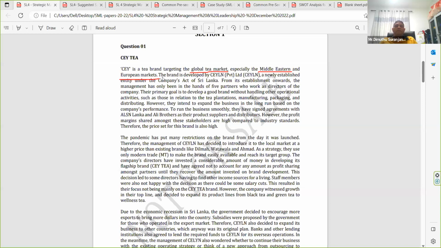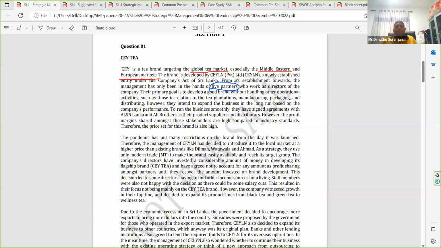From its establishment onwards, the management has only been in the hands of 5 partners. Now see it, this gives some more idea about the ownership. Right? So this may be one of the stakeholders, no? In this particular scenario, like one of the stakeholders. We talk about shareholders, 5 partners. So you may use a different color and then identify the first stakeholder party. You can do that easily here.